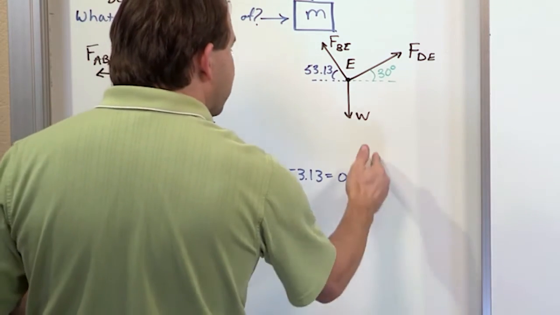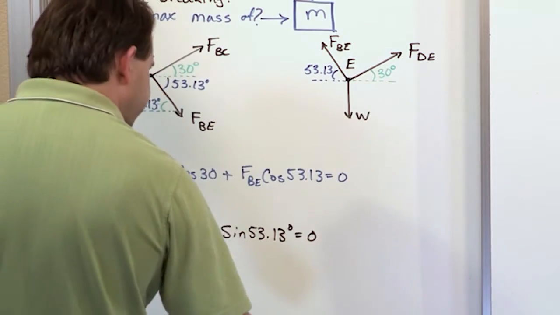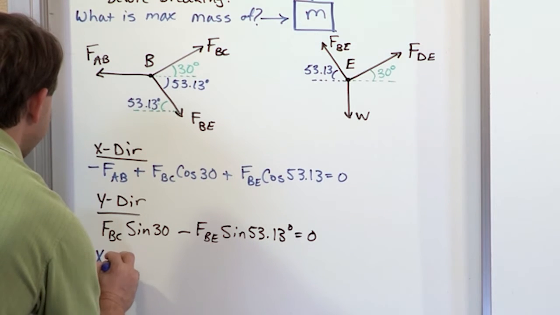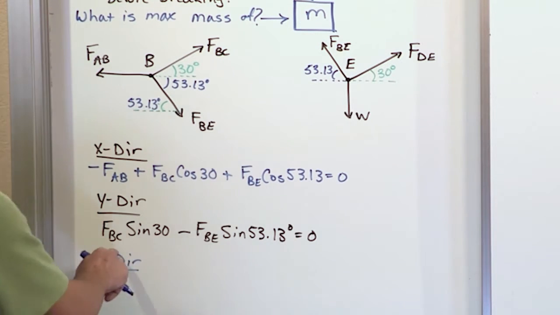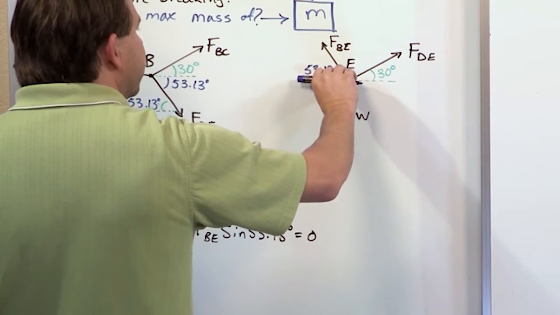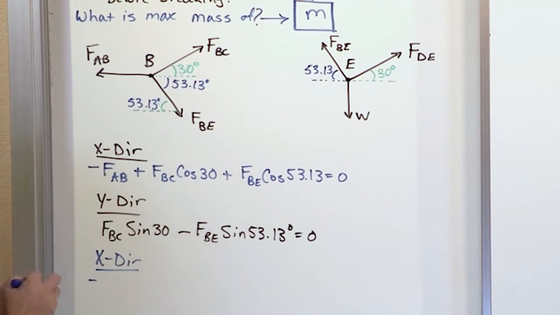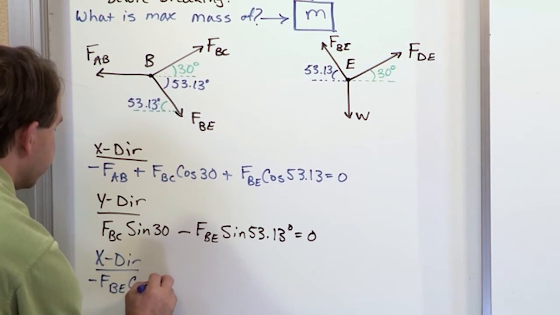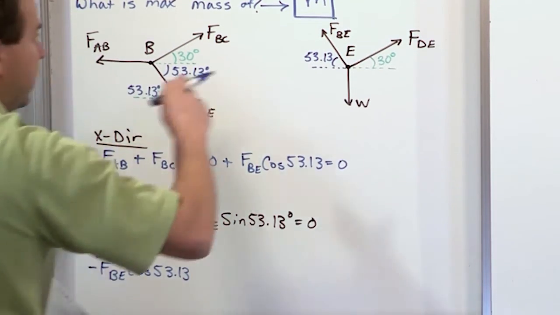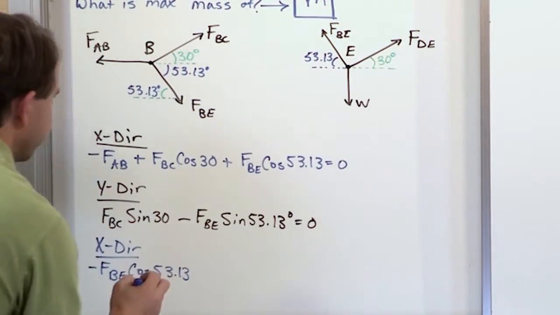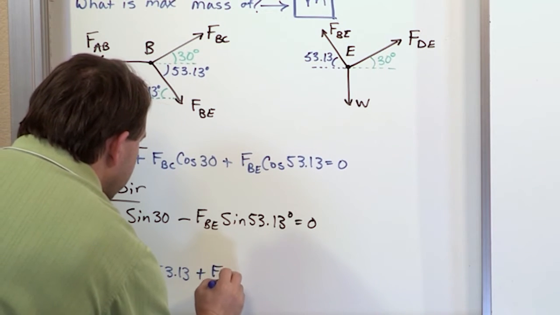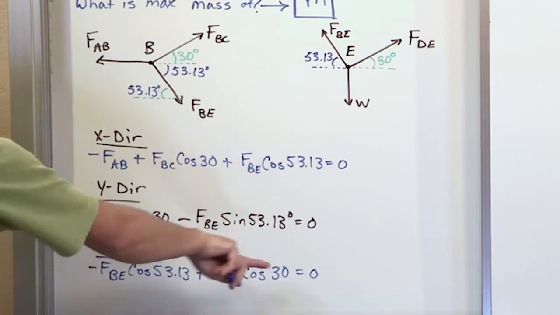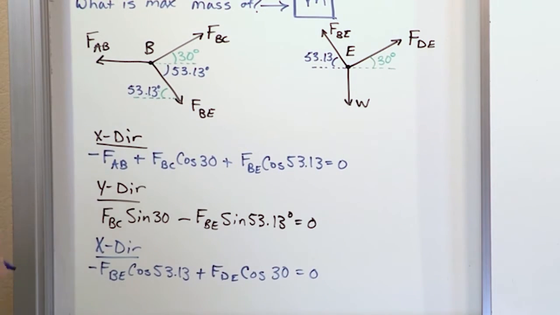Now, I don't have room on the right-hand side to write these equations, so I'm going to write them underneath. Try my best not to get too cumbersome. So the x direction for the right-hand drawing: FBE cosine 53.13, which is negative because it points left. This guy is positive FDE cosine 30. And that's going to equal 0 because this is left, this is right, and that's everything there.